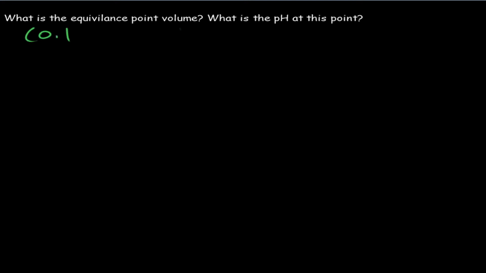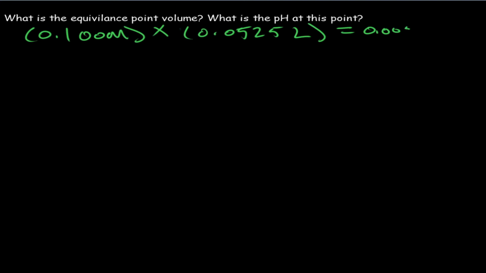So 0.100 molar HCl multiplied by 0.0525 liters of HCl will give us a final mole amount of 0.00525 moles HCl that we're adding into our flask.